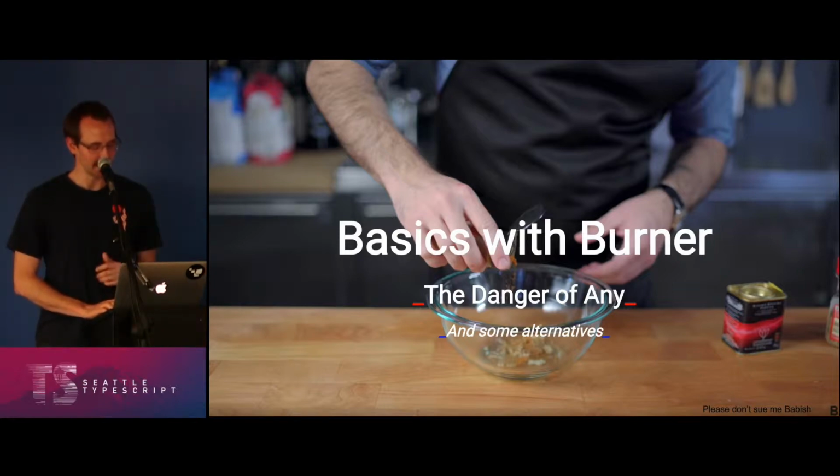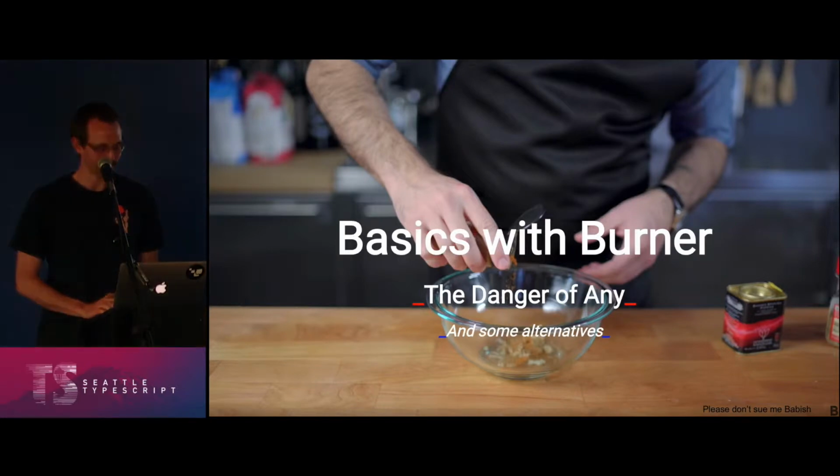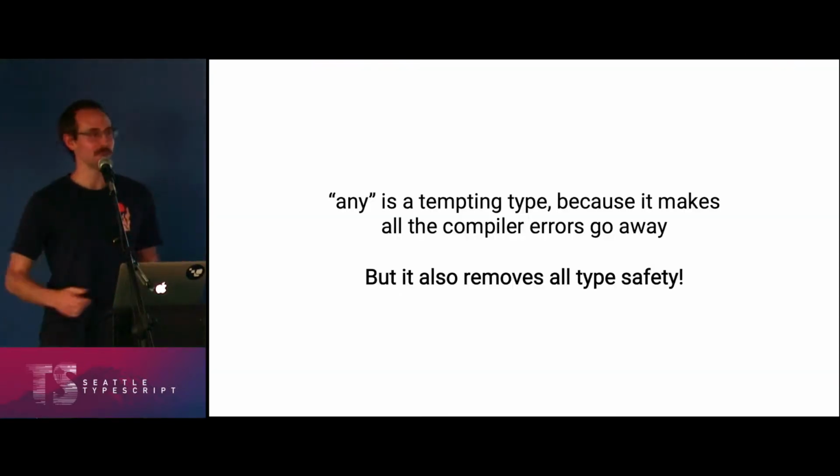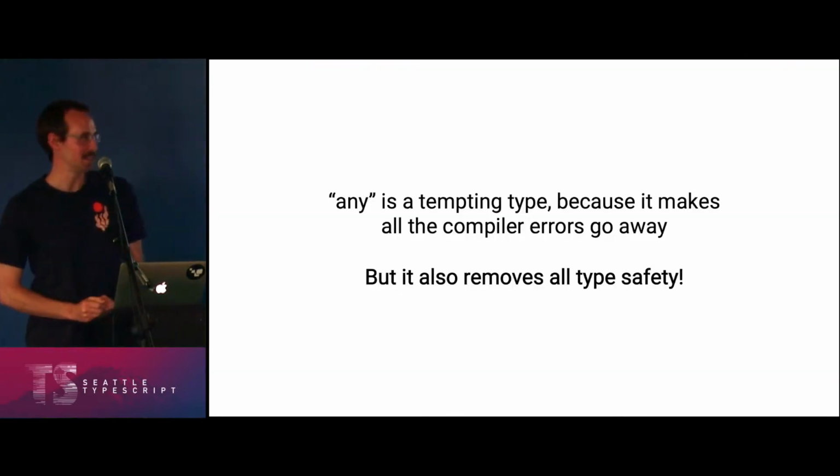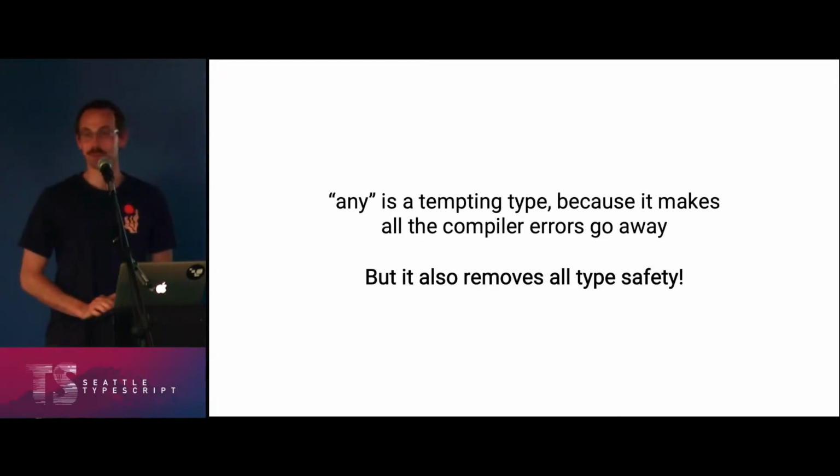Today I want to talk about the danger of the any type and some alternatives you can use to avoid any. Any is a very tempting type because it makes all the compiler errors go away, but it also removes all type safety.